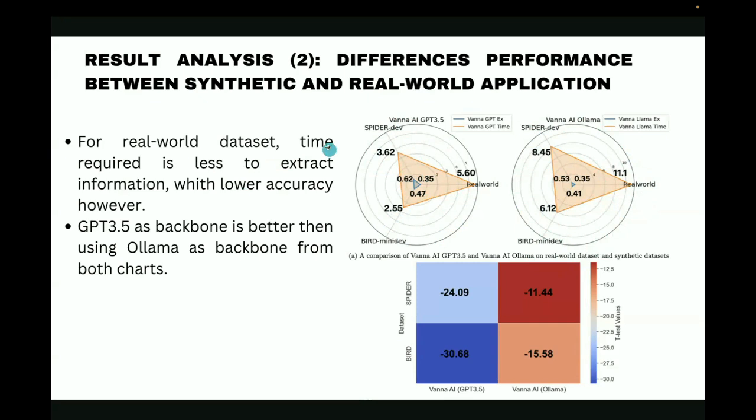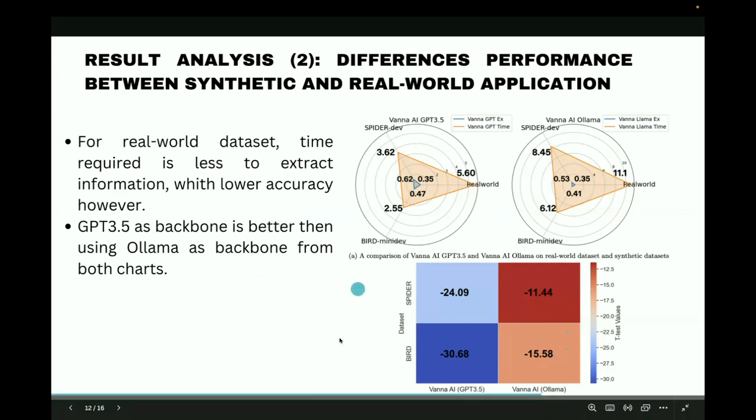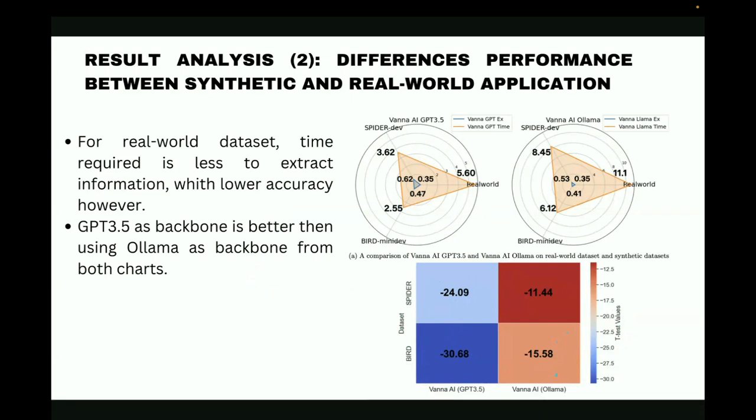To confirm our explorations, we use the t-test evaluations in the second chart. In this t-test evaluation, you can see in the blue box that with a very low value of t, it confirmed that Vanna AI with the backbone of GPT 3.5 performs significantly better on the synthetic data compared to other types. So the conclusion here is that we confirm the real world data set is more complicated to run with low accuracy, and GPT 3.5 is the better backbone model.